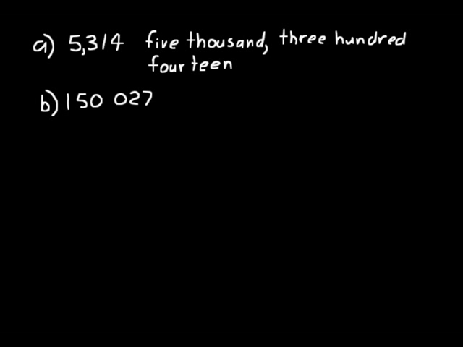Look at practice problem B, 150,027. Let's write that using words. So first let's find where our comma goes. And we start at the right side and we go to the left. 1, 2, 3 numbers. Comma goes right there. And so we have 150,027. And so let's go ahead and write that in words.